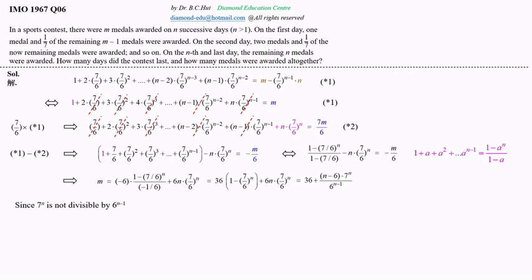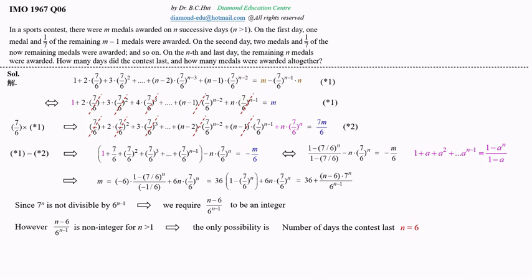Now note that 7 to the power n is not divisible by 6 to the power n minus 1 for any integer n. So (n minus 6) over 6 to the power n minus 1 should be an integer. But this is not an integer, for any integer larger than 1, unless n equals 6. So n equals 6 is the only answer, with M equals 36. So this is what we got.